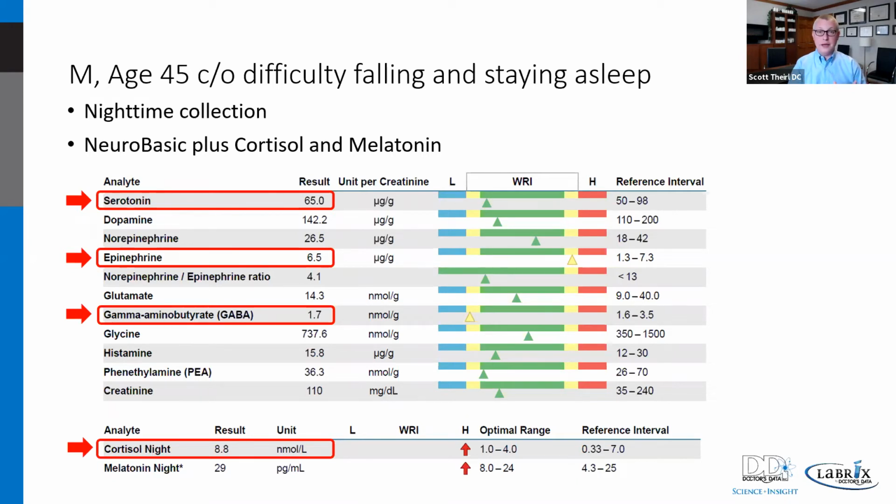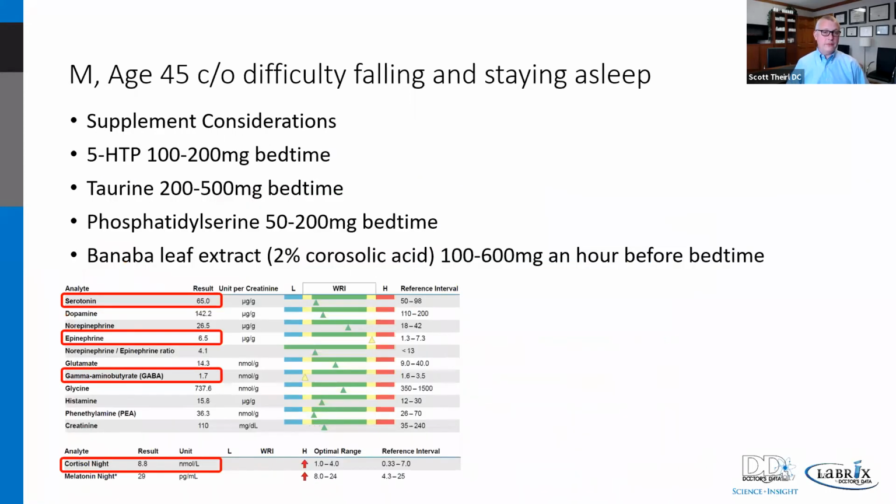Cortisol, that needs to come down. Melatonin, we want to keep that guy nice and elevated where he is. That looks pretty good on the high side of normal. What are we going to do? Give him some 5-HTP, anywhere between 50 and 200 milligrams, but he's on the lower side of 65. We can start at 100, and if we want to, work up to 200 milligrams at bedtime.